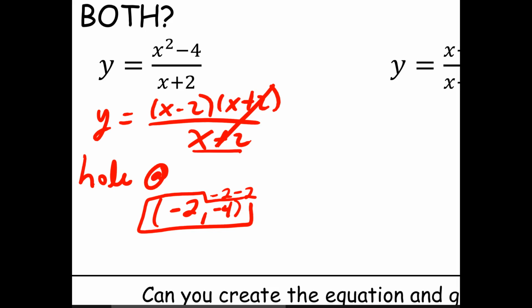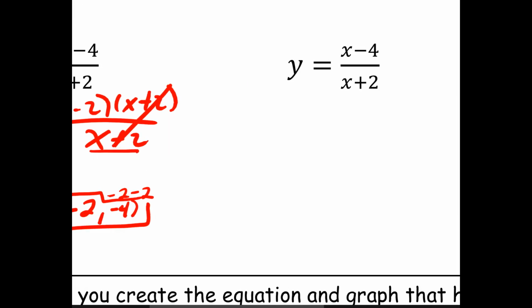Okay, can someone raise their hand and tell me the second one? Whoa, sorry. What would be the second one? Linda. Oh, it would be a vertical asymptote. Yes, where? Yes, at x equals -2. Nice job, Maggie and Linda.